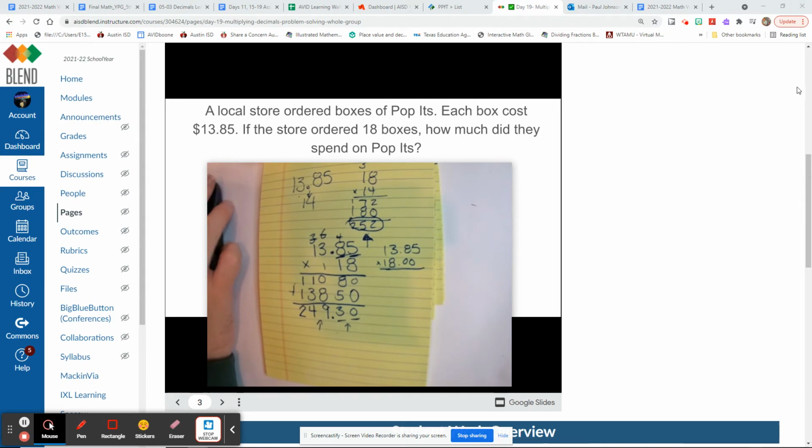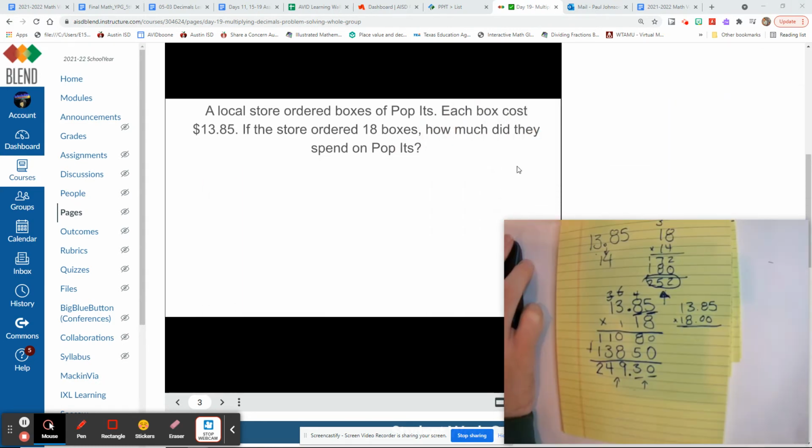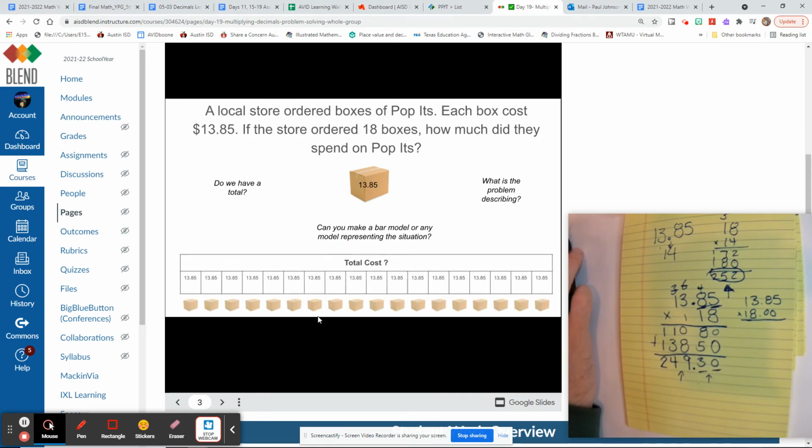So let's see. This is the part that I maybe wouldn't do myself, but it's a good way to visualize it. So let's check it out. Here is one box of Poppets. Let's make a strip diagram or an area model. All right. If this is 1, we need to make 18 of these. Thank goodness they made 18 for us. Here's 18 groups of 13 and 85 hundredths.